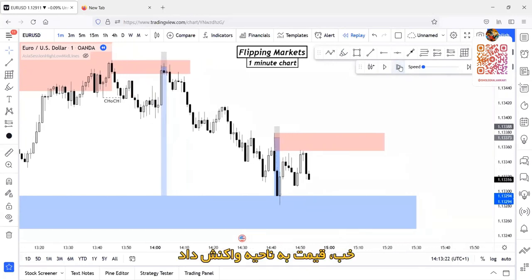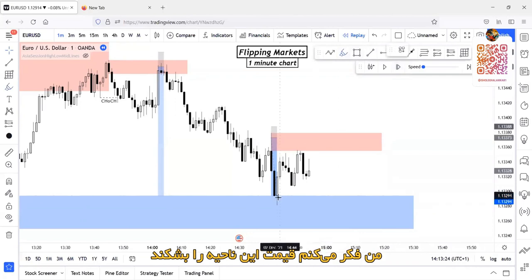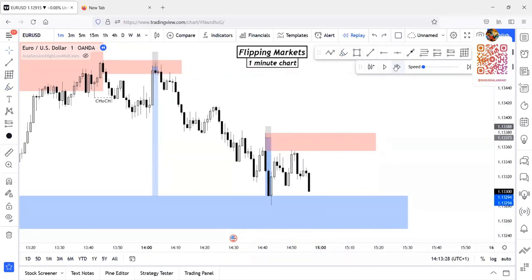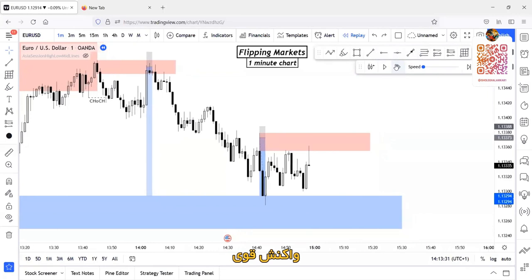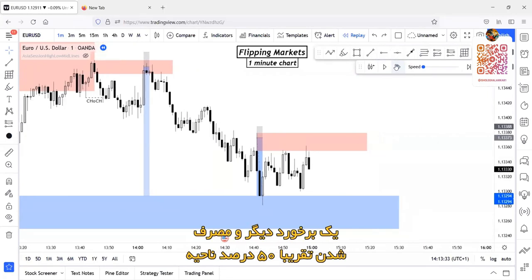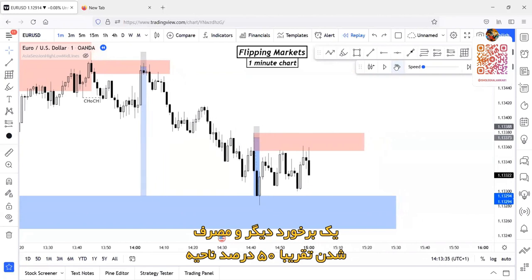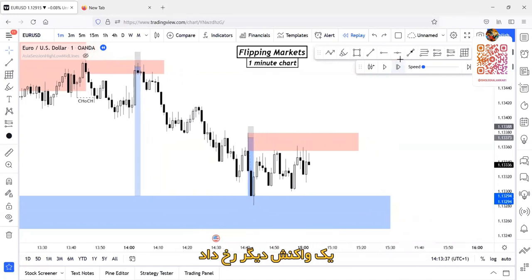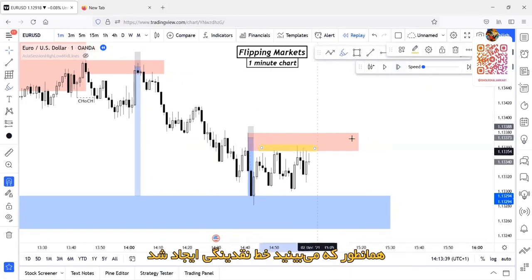Okay, a reaction on that zone. Actually, I believe price will break this zone. Strong reaction, yes. Another tap, mitigation of almost 50%. Another reaction, price built up shitloads of liquidity on this line, as you can see.